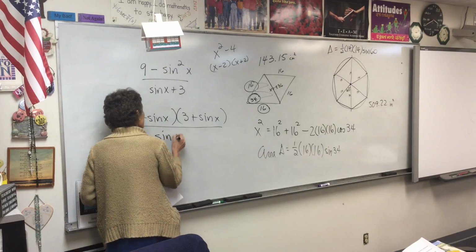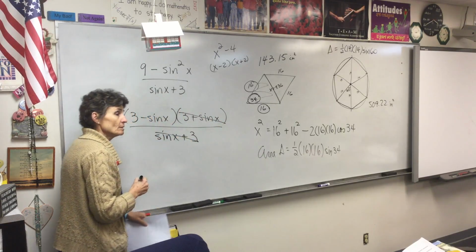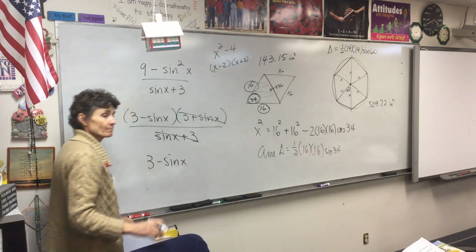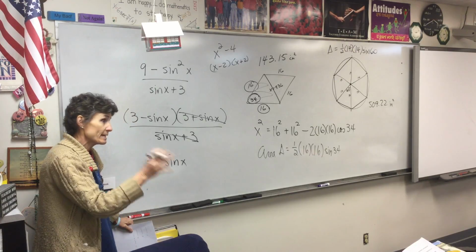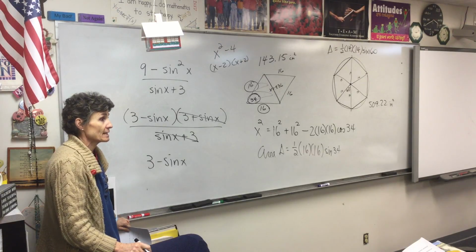Now what do you notice? You can cancel. So the answer is 3 minus sine. Your job was to simplify, that is, break it down as much as you can. That's what you did. That's it.